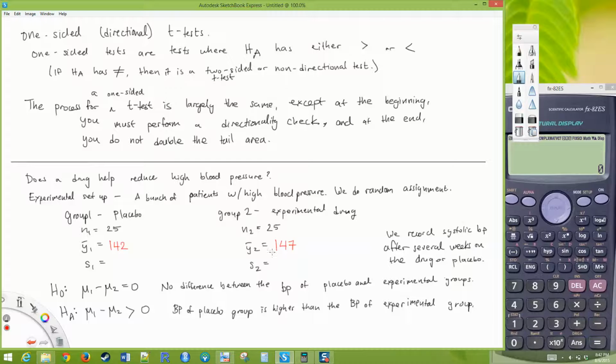When we look at this, we have to do a directionality check, and that is, does the data we have match the directionality of our alternative hypothesis? In this case, the people who took the experimental drug actually end up having higher blood pressure than those with the placebo. So in this case, there's no sense in continuing the test. We are not going to have any evidence supporting the alternative.